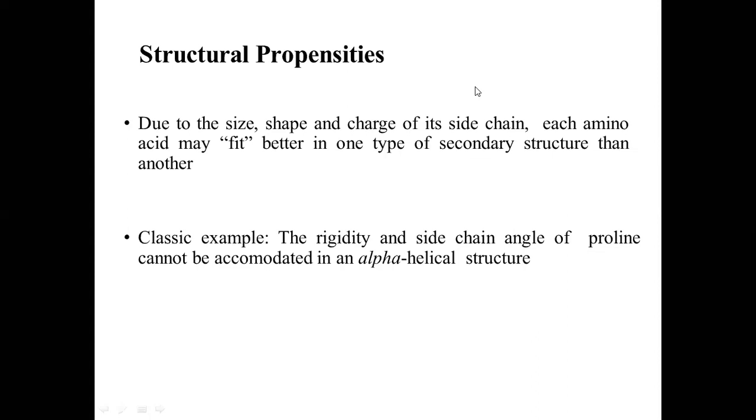I hope you will get it. I am trying to explain it again. The rigidity and side chain angle of proline. Who remembers the structure of proline? Everyone, look at the structure of proline, how it looks. Then you will get the result of this statement: proline cannot be accommodated in an alpha helical structure, because its side chain is so rigid that it cannot be present in any alpha helical shape. So usually prolines are in loops, turns, or beta sheets.